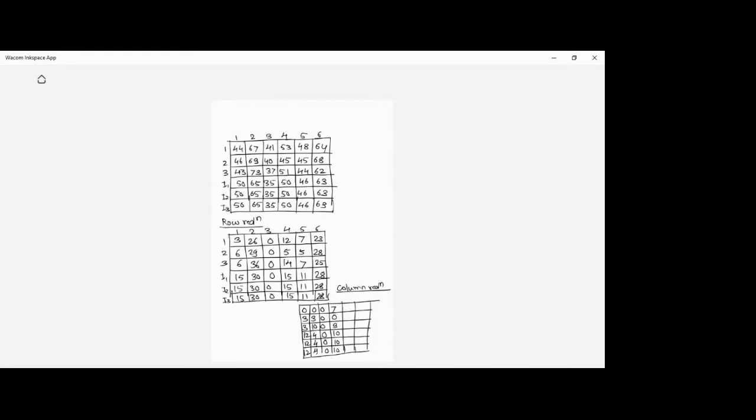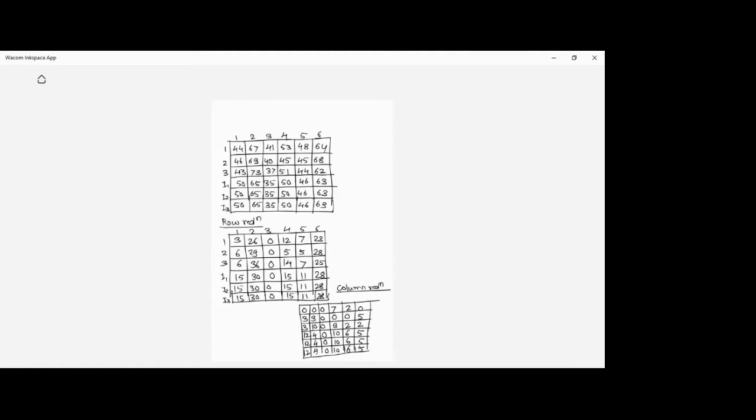The next minimum value that we have here is 5, right? So 7 minus 5 is 2, 5 minus 5 is 0, 7 minus 5 is 2, 11 minus 5 is 6, 6, and 6 here. The next minimum value that we have is 23. So 23 minus 23 is 0, 28 minus 23 is 5, 25 minus 23 is 2, 28 minus 23 is 5, 5, and 5 here.